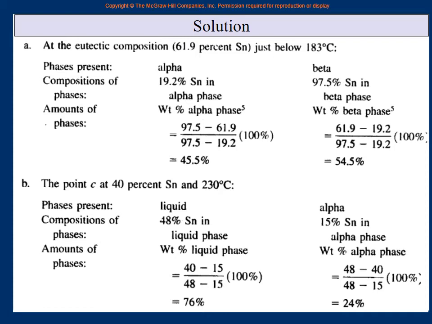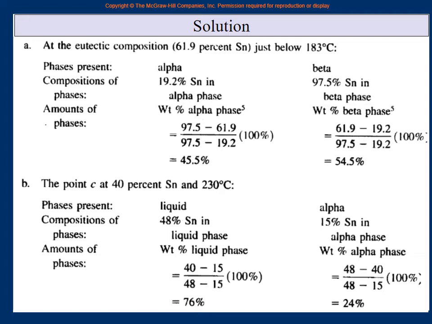You say 97.5 minus the original 61.9, upon the total. Your tie line at the temperature of 183 Celsius cuts alpha at 19.2, cuts beta at 97.5. So these are the values. When you find the weight fraction or mass fraction of alpha, you go to the other side: 97.5 minus original, upon total, 97.5 minus 19.2. When you want the weight percent of beta, you go to the other side: 61.9 minus 19.2 upon 97.5 minus 19.2.